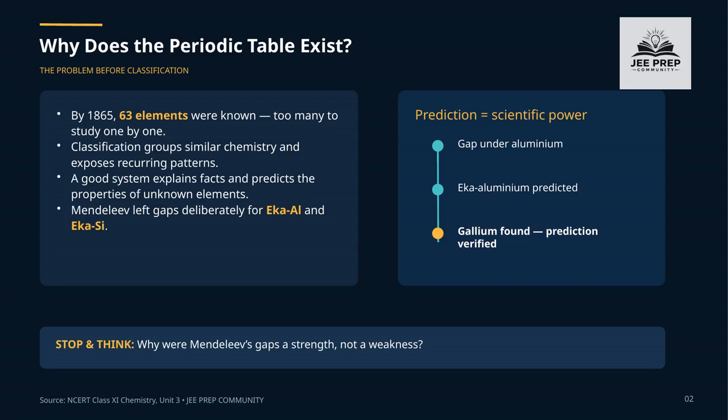Stop and think. An element has the configuration argon core 3d10, 4s2, 4p3. The highest n is 4. The last electron enters p. There are 5 valence electrons. Therefore, the element is in period 4, group 15, p block, and it is arsenic. Do not rely on the visual position alone. Make the configuration do the work.